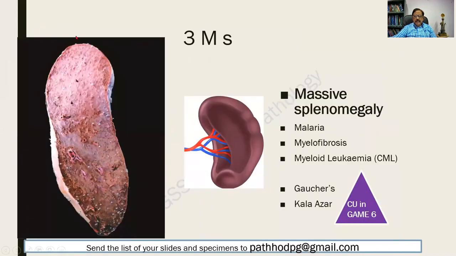This is another specimen. Look at this one. The spleen is kept here for comparison and look at the number of times of enlargement of the spleen. My professor used to say, massive splenomegaly can be there in 3 conditions. 3 M's, namely malaria, myelofibrosis, myeloid leukemia, that is chronic myeloid leukemia. Malaria, myelofibrosis, myeloid leukemia. And the spleen can be moderately enlarged in a number of other conditions, such as storage disorders like Gaucher's or Kala-Azar.